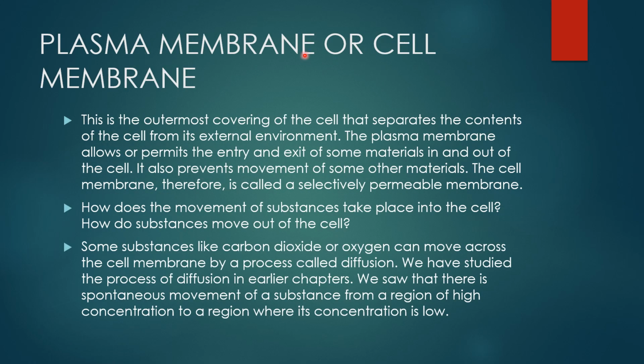See, plasma membrane or cell membrane, ठीक है? This is the outermost covering of the cell that separates the contents of the cell from its external environment. ठीक है? Covering हो गई basically ये. ठीक है? It allows and permits entry and exit of materials in and out of the cell. Okay? It will prevent movement of some other materials.